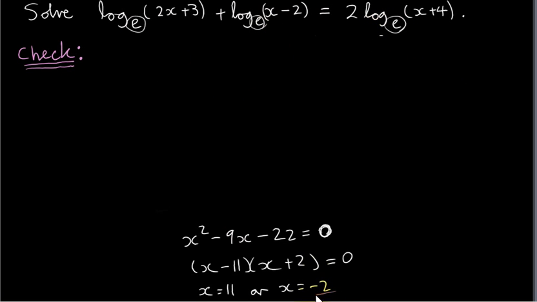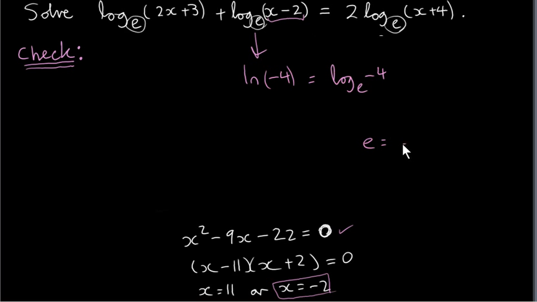Now there's a problem with this solution here. x equals minus 2 is indeed a solution of this quadratic equation. But the problem is when we plug minus 2 into here, we get a negative argument. See, this is log to the base e, or ln, of minus 2 minus 2, which is minus 4. ln of minus 4. And that doesn't exist.